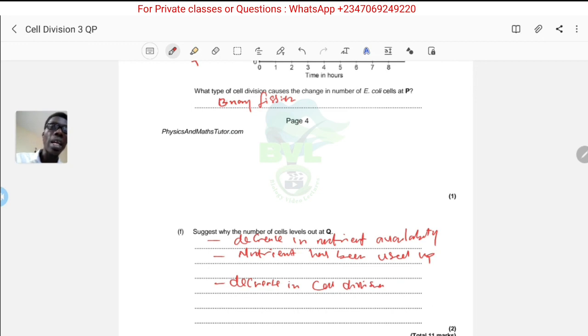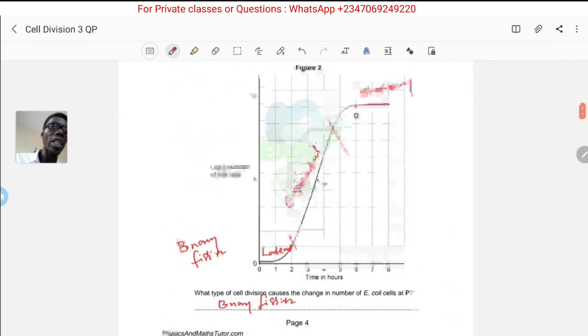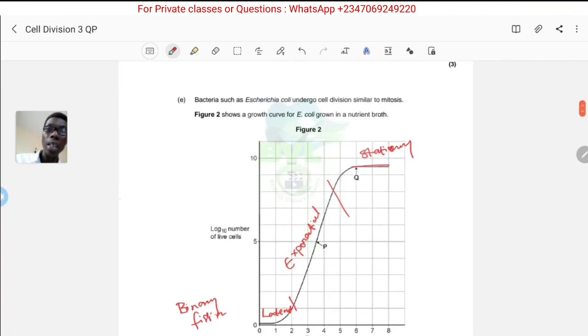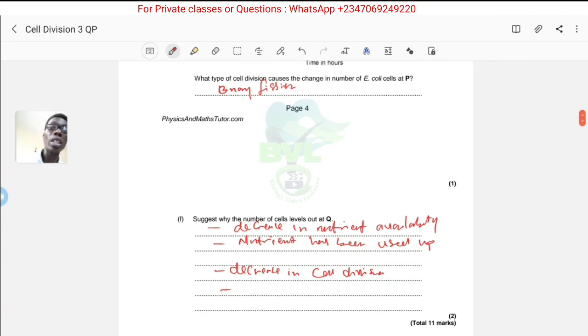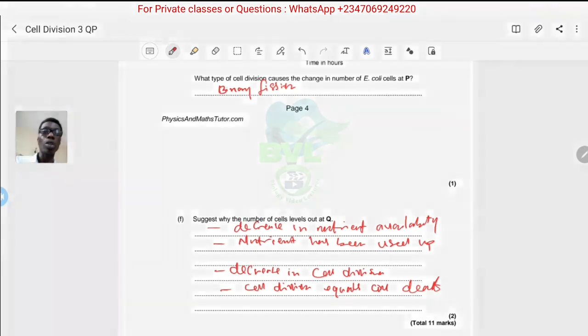That's the name. Now, or you can say, at this point, some will start dying. So it's like they will be dividing and they will also be dying. So it's going to be more like the death rate equals the division rate. So in the long run, the cell division reduces. So you can just say cell division equals cell death. Don't forget cell death. Why? Because the nutrient has been used up, so to say.